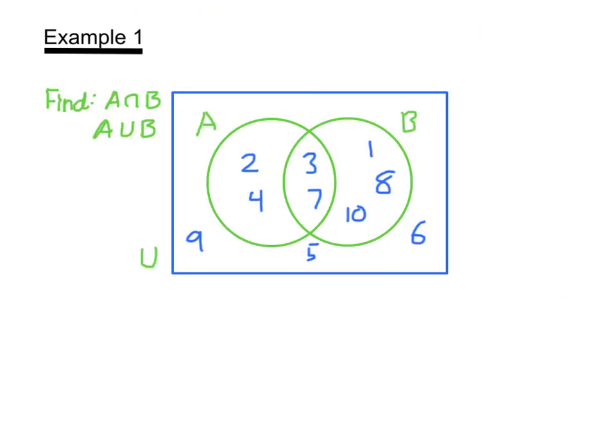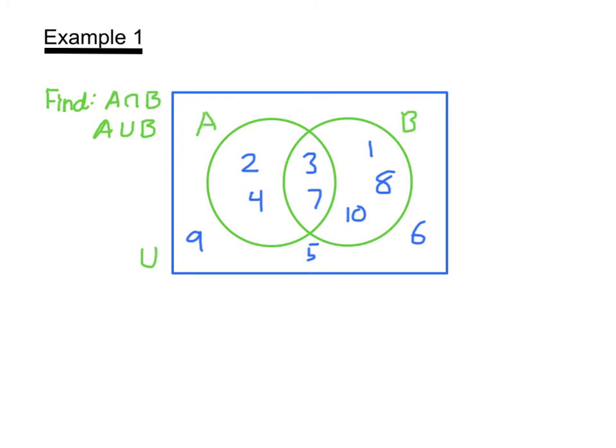So let's take a look at an example problem. Here we have two sets, set A and set B, and they're populated with some numbers, and we see that they're intersecting. So these are non-disjoint sets, and we have a universal set here, which is essentially the integers from 1 to 10. We're asked to find two things. We're asked to find the intersection of A and B, and we're asked to find the union of A and B.